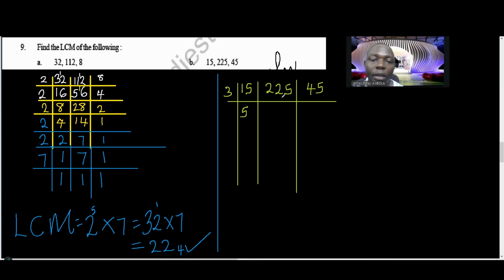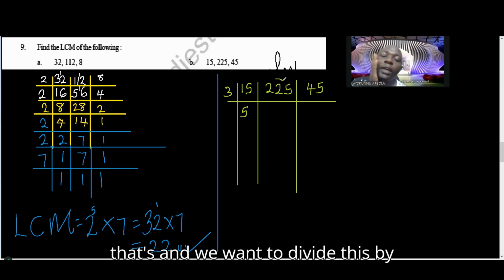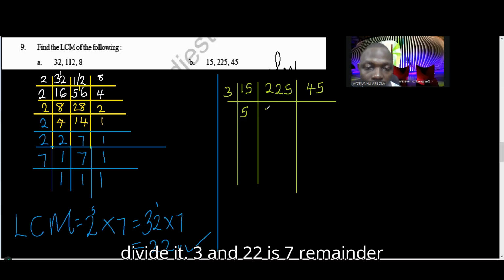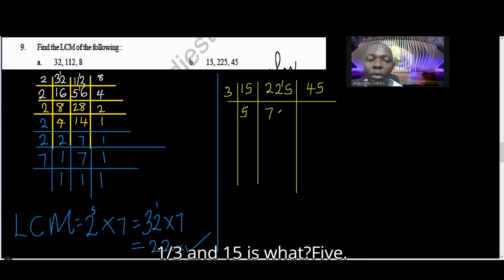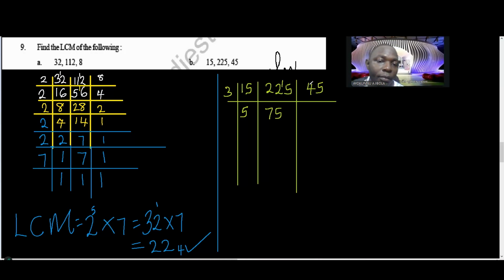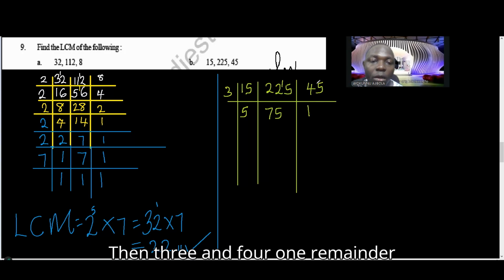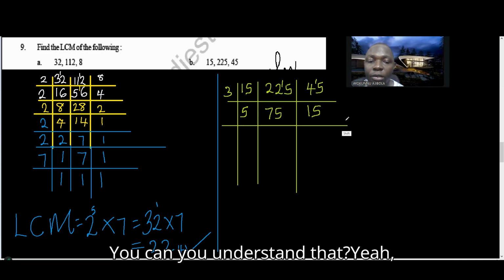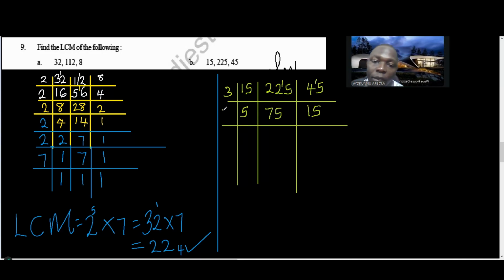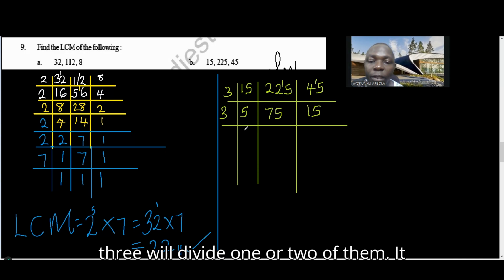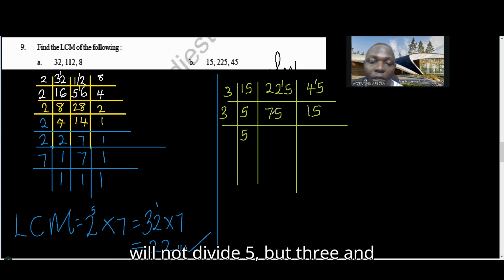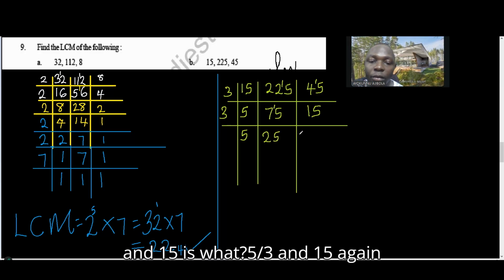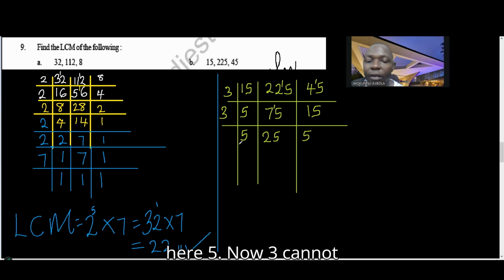3 in 15, that's 5. And we want to divide this by 3. Let's see whether 3 will divide it. 3 in 22 is 7, remainder 1. 3 in 15 is what? 5. Then 3 in 4, 1, remainder 1. 3 in 15, that's 5. Do you understand that? Yeah. 3 will divide two of them. It will not divide 5. But 3 in 7 is 2, remainder 1. 3 in 15 is 5. 3 in 15 again here, 5.